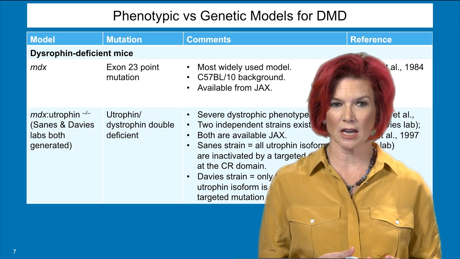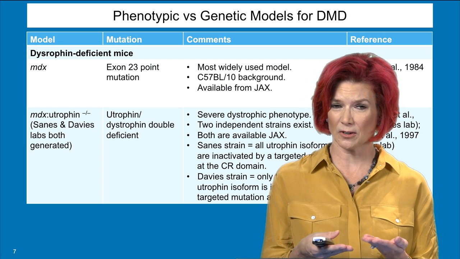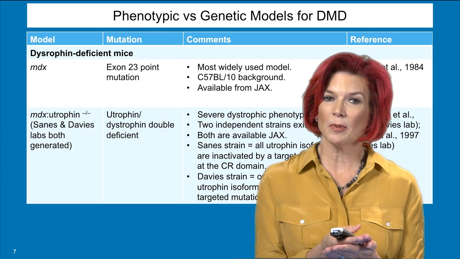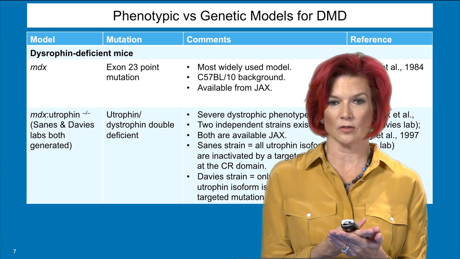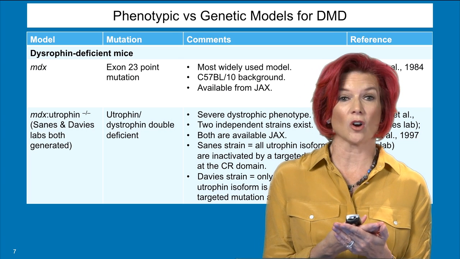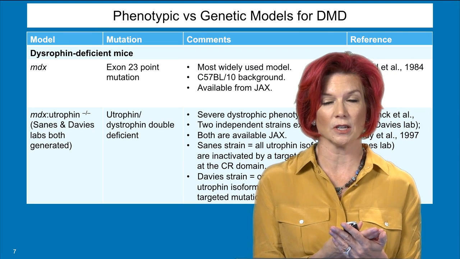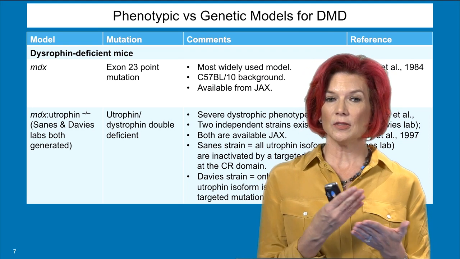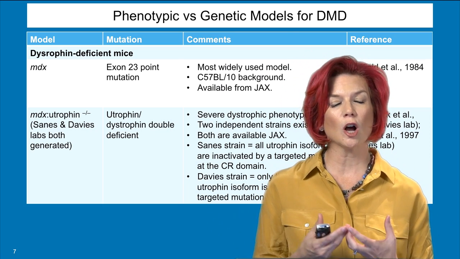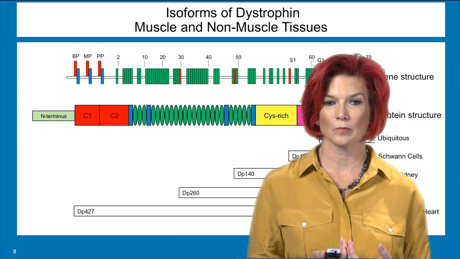Now, if you were to look in the cage and see wild-type and MDX, it would be actually quite difficult to distinguish them just upon gross inspection. So the double knockout mice are actually quite severe. They display a severe dystrophic phenotype. And these mice are often referred to as the phenotypic model for Duchenne muscular dystrophy. So the MDX mice and the MDX utrophin null, or the double knockout mice, are some of the most commonly used mouse models to study Duchenne muscular dystrophy.